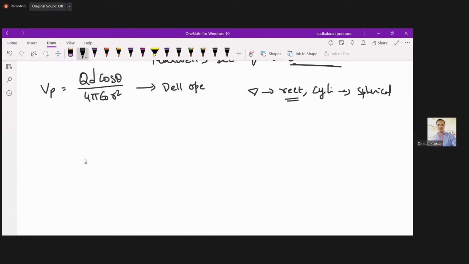But here, in order to derive the expression for E, we have to apply the del operator on this equation. Therefore, we should know which formula to apply, that is, whether to use rectangular, cylindrical, or spherical. For that, I am going to explain now.